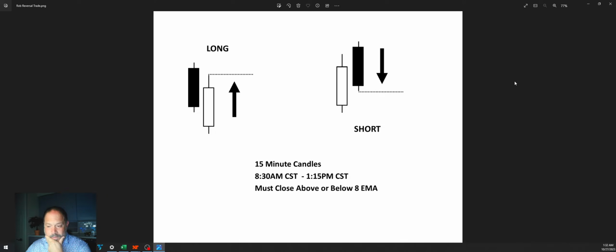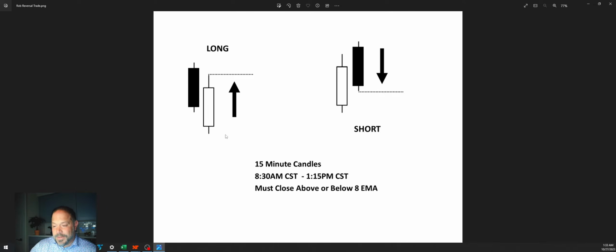Now, what are your take profits and what are your stop losses? Stop loss is super easy, guys. Your stop loss is going to be the low or the high of your entry candle. So obviously if we pierce here, my stop loss is going to be set at the bottom of this candle.